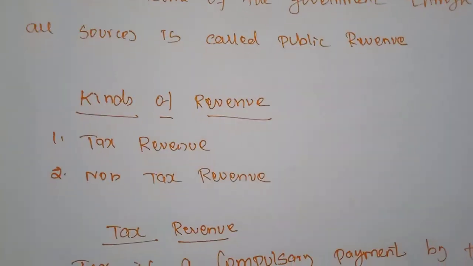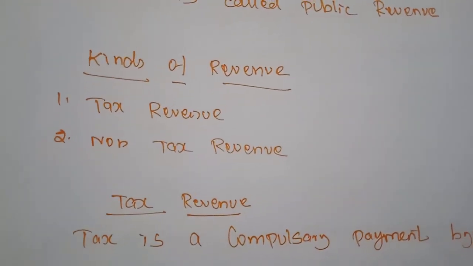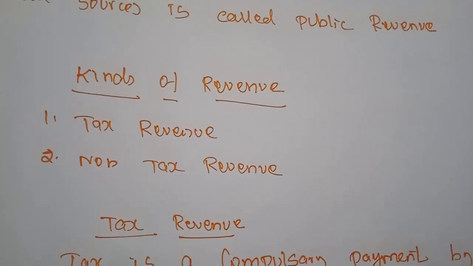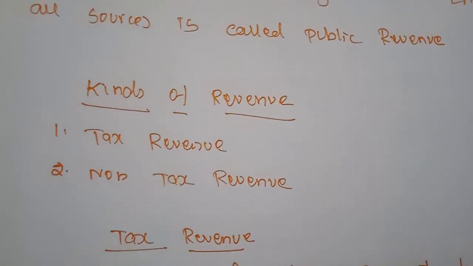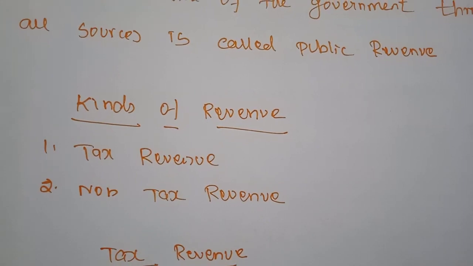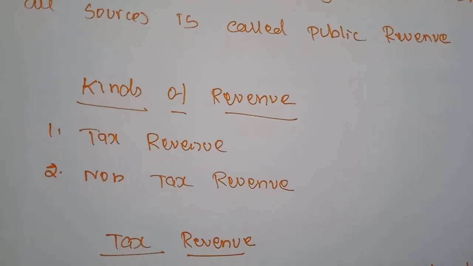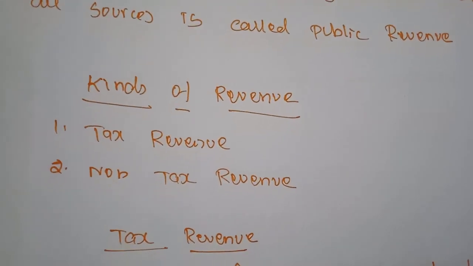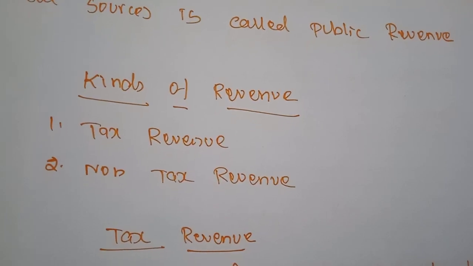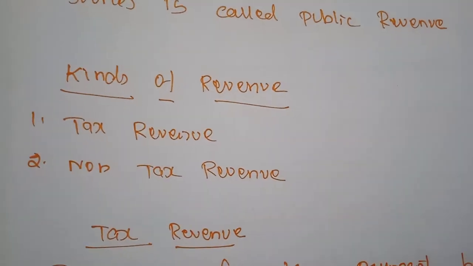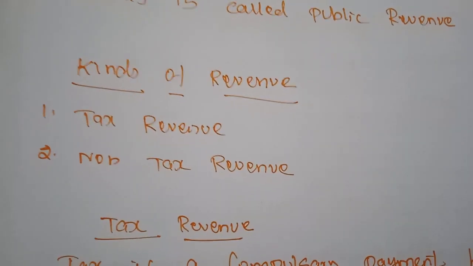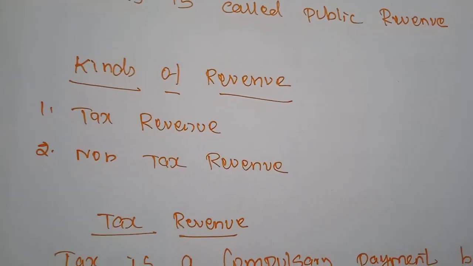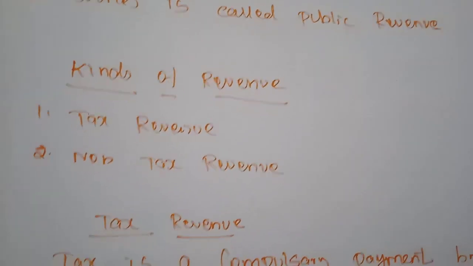Now, the classification of the kinds of public revenue. Normally we can classify public revenue broadly into two types: tax revenue and non-tax revenue. The government can earn income in two ways. One is tax revenue, and the other is non-tax revenue. By imposing new types of taxes, the government earns income. Non-tax revenue means that by providing public services like transport facilities, railways, airports, drinking water and other public welfare, it earns some amount of income.